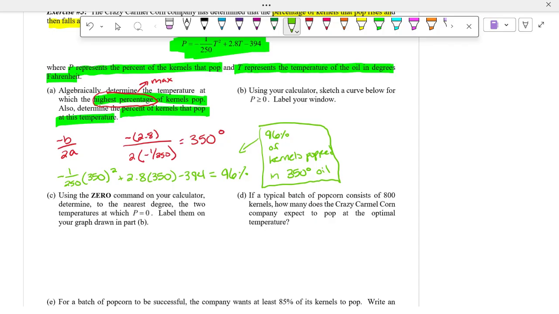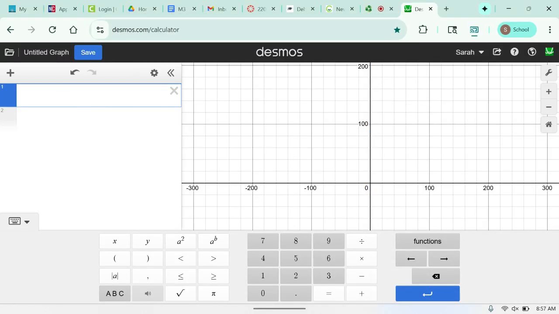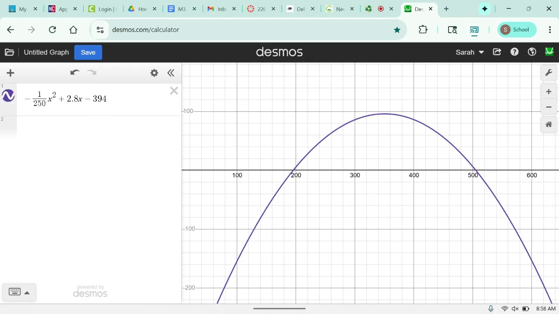Now, we're going to sketch a curve given what we know. I'm going to use Desmos for this. You could use your graphing calculator, but honestly, Desmos is easier. So I have negative 1 divided by 250 x squared plus 2.8x minus 394. Now, we only care about what part of the curve? The positive part of the curve. In other words, we only care about the curve when it's above the x-axis.